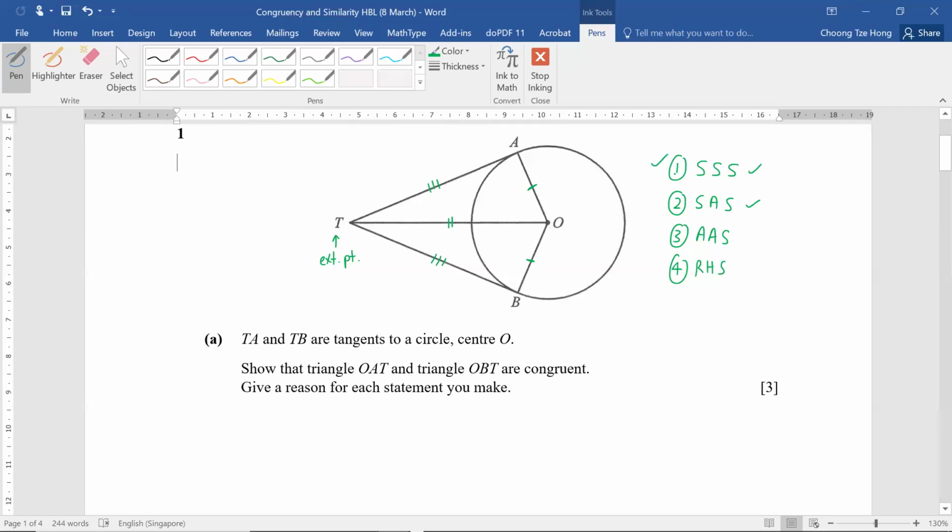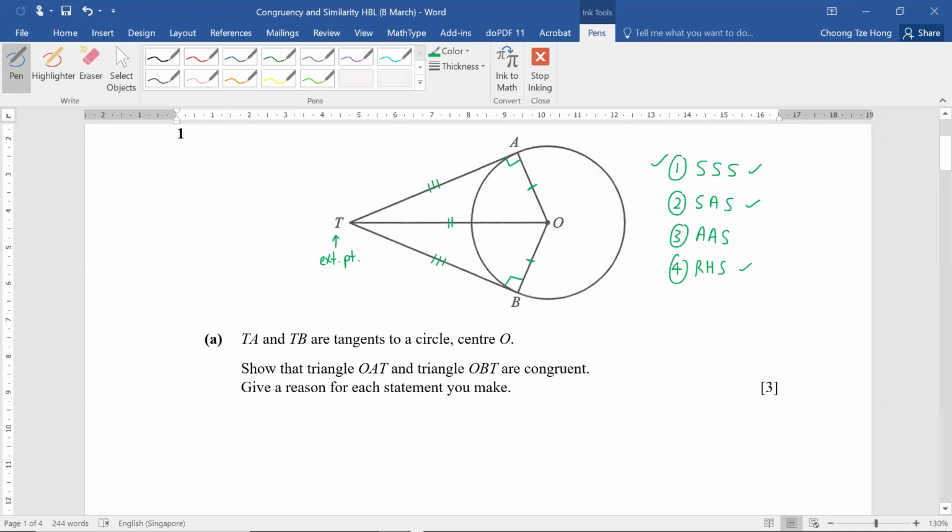But for this question, you are also able to use other tests. For example, you can also use the SAS test. Why can we use SAS? Because by the property of tangent perpendicular to radius, these two angles will be 90 degrees. Which also means that we are able to use the RHS test. Because if we have 2 angles of 90 degrees, then the two triangles are right-angled. The hypotenuse would be OT, which is a common side, and then you can use the radius, OB equals OA, as the other side. So you can also use the RHS test.